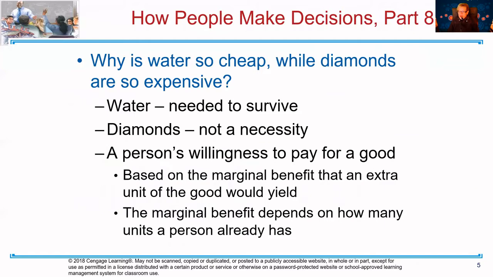So why is water so cheap while diamonds are so expensive? And yet, everyone needs water. If we see the price of water go up versus the price of diamonds go up, more individuals are going to continue to buy water because that's needed. How much to consume is where we look at the marginal benefit versus the marginal cost.